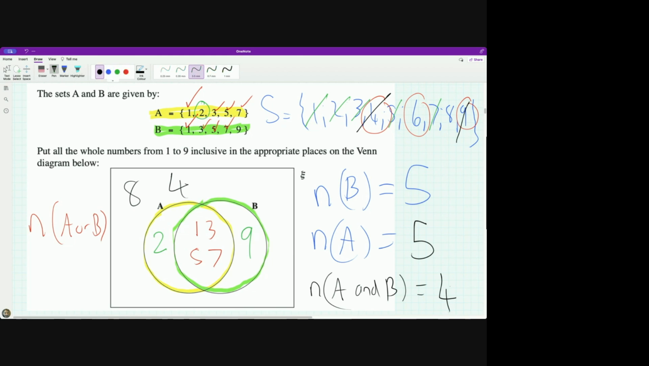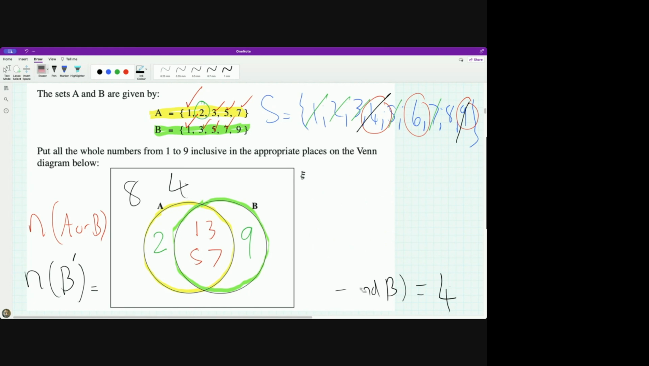And while we're doing the set theory, let's do this one. This is a bit of a strange one, but what if I said to you, how many items are there not in B? So this is saying, look, everything is included except anything in B. How many items are there not in B? So everything that's in B is here. Everything that's not in B is going to be this, this, and this. So the answer is going to be 3.